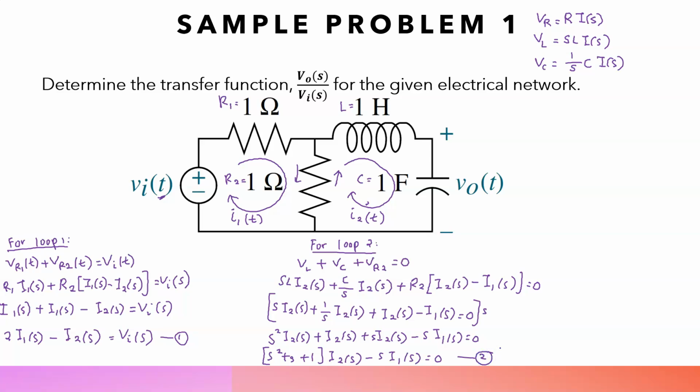Before we move to the next step, if we examine this circuit, we know that VO of T is equal to VC of T. So VO of S is also equivalent to 1 over S I2 of S. So I2 of S is equal to S VO of S. This one is equation 3. This one will be useful later. Now we know that we have the relation of the output voltage with the second loop, or current in loop number 2.